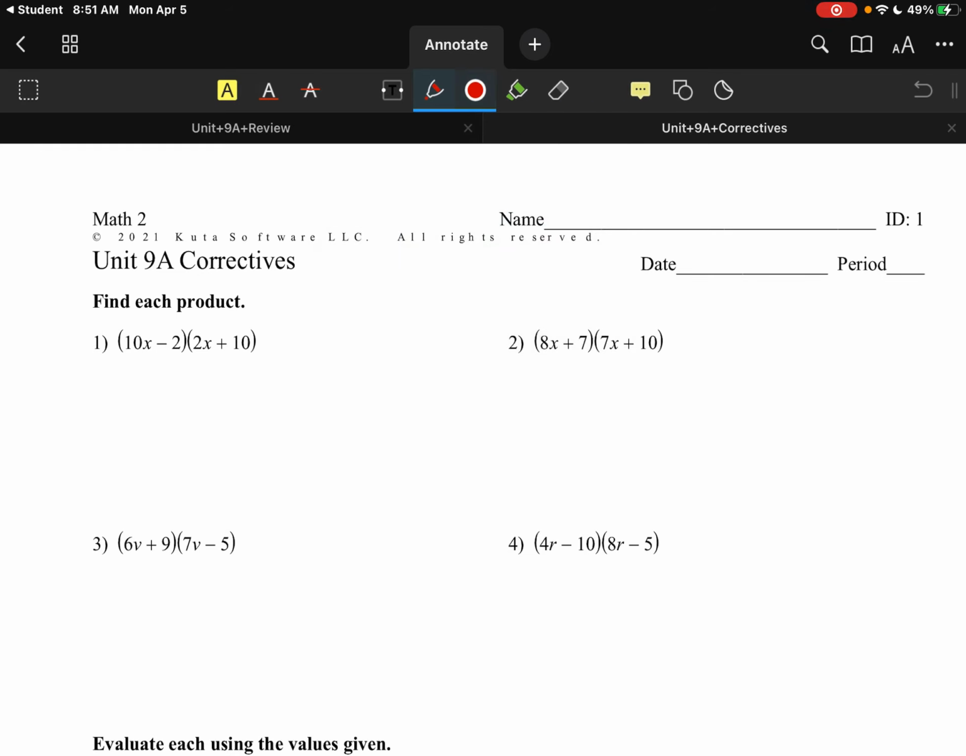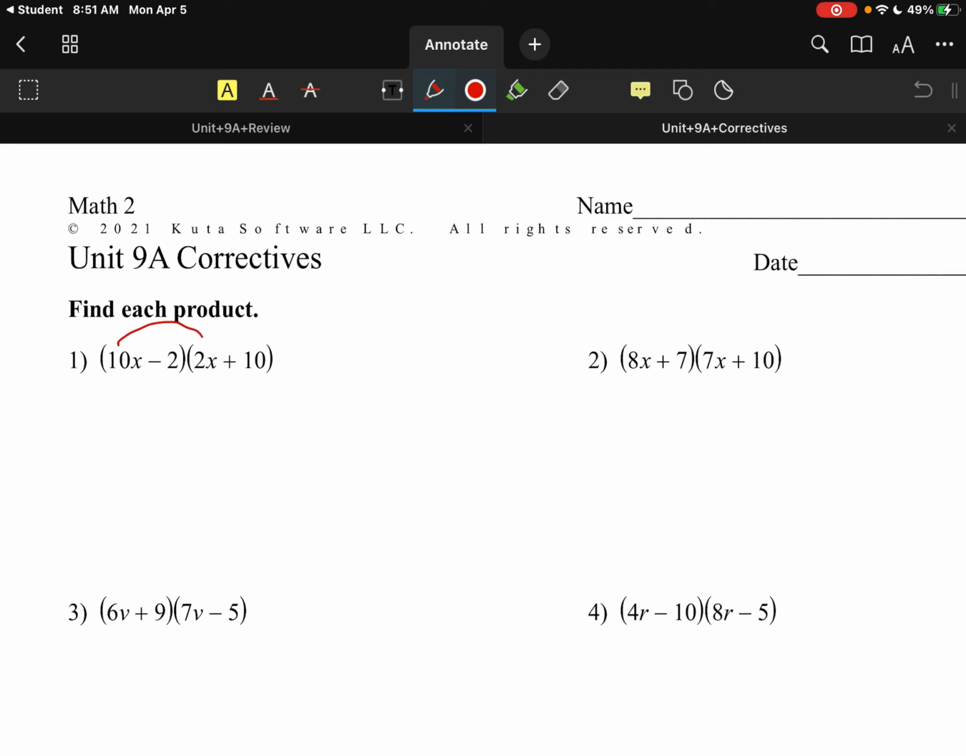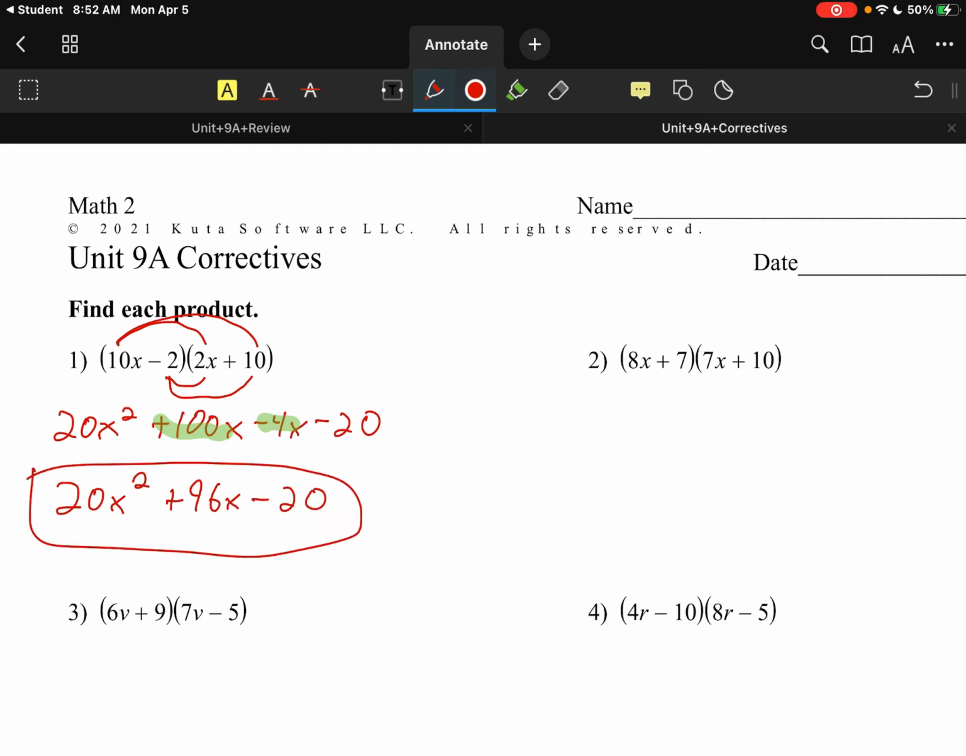So remember, this first section is just multiplying. You do first times first, 20x squared, first times last, or the outsides, so 10x, so that's 100x, and then the insides, negative 4x, and then the last terms, negative 20, and then you just add these two in the middle. So your final answer is 96x minus 20. Okay?